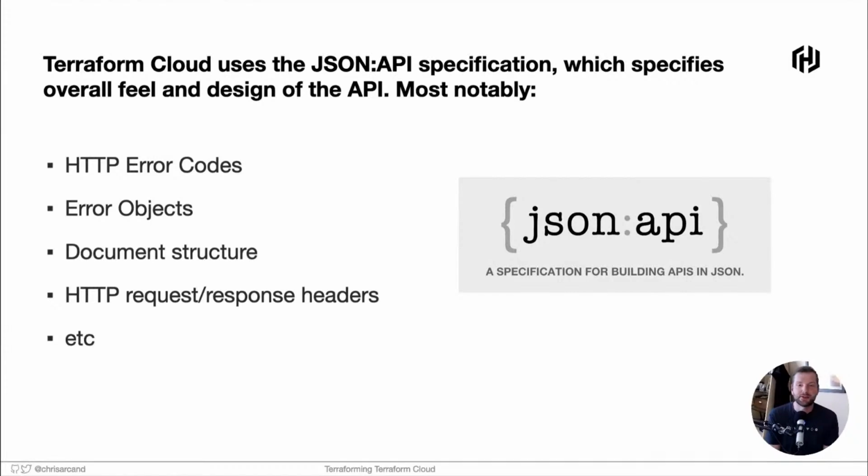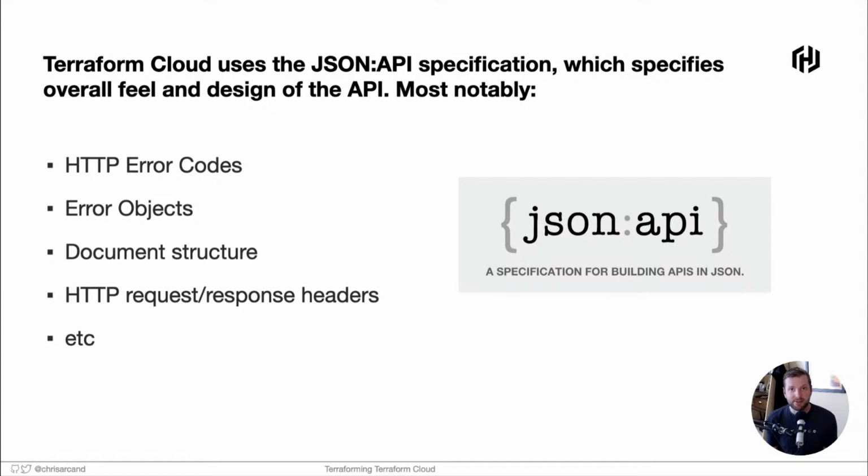So going into each one of those things in a little more detail, as I said, it's built on the JSON API specification. The JSON API specification is this adopted open spec that you can look at on the JSON API website, and it specifies the overall feel and design of the API. Most notably, the things that it specifies are HTTP error codes, so what errors you should expect back given some sort of errored state.